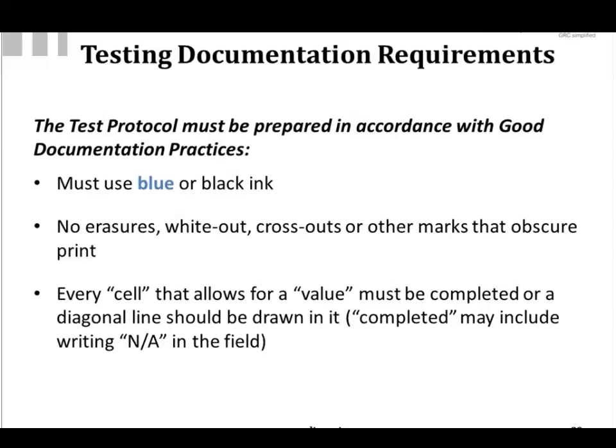You have to use a blue or black ink pen. Don't have any erasures, no whiteout, no crossouts or other marks obscuring the print. And every single cell or box that allows for a value or some information must be either completed, or there should be a diagonal line through it, or again, use NA in the field and define what NA means.